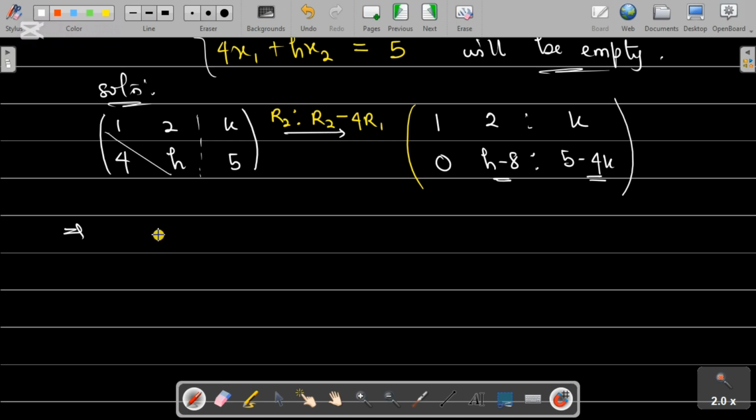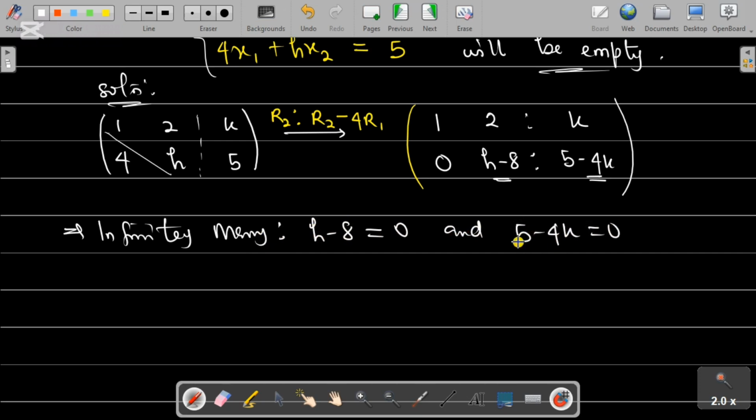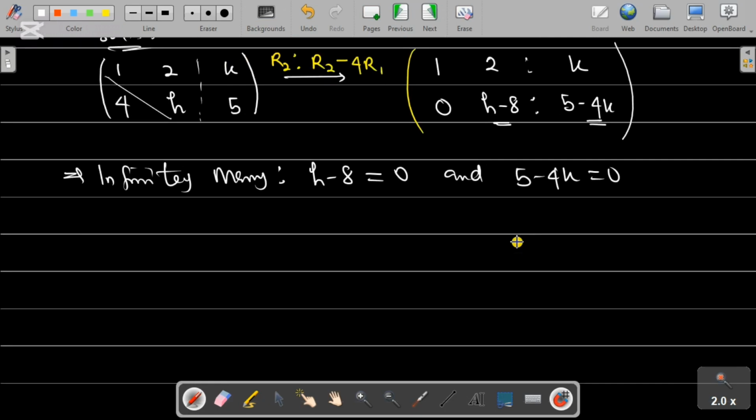So in other words, for infinitely many solutions, let me write it, what will happen is that my h minus 8 must be 0, and at the same time my 5 minus 4k must also be 0. But you know that this is not what you're looking for. You're looking for no solution at all.